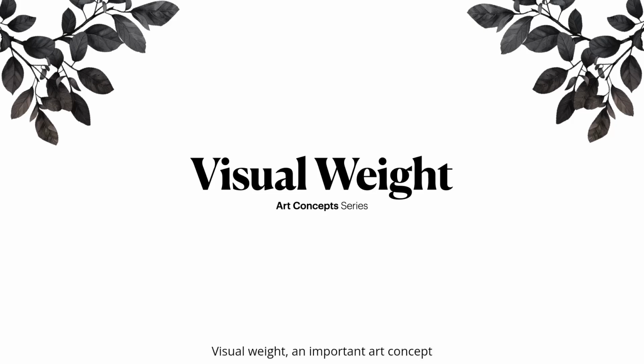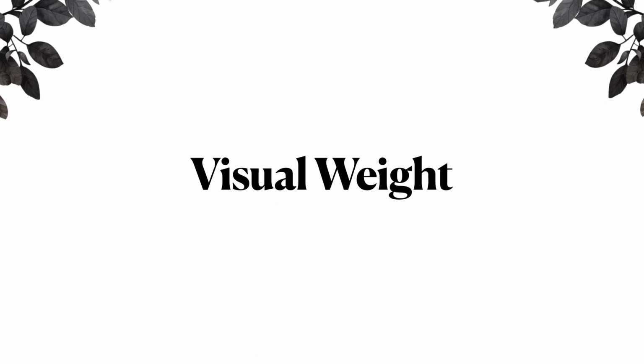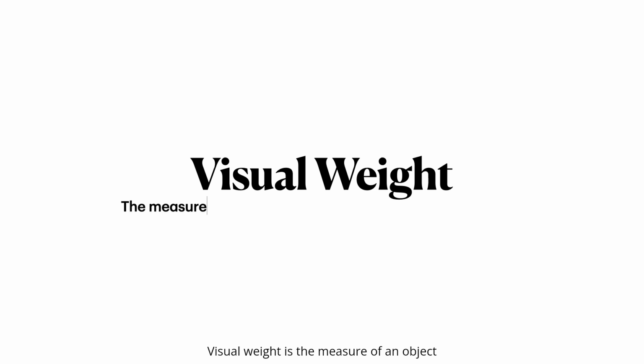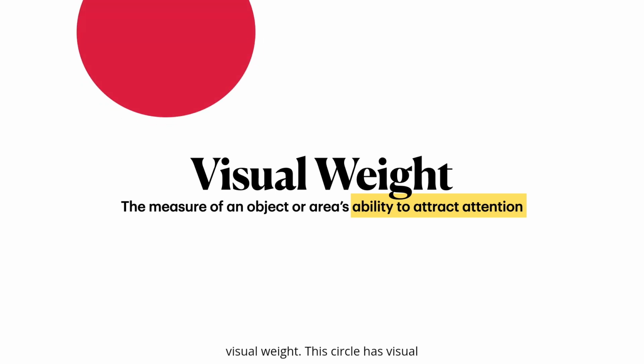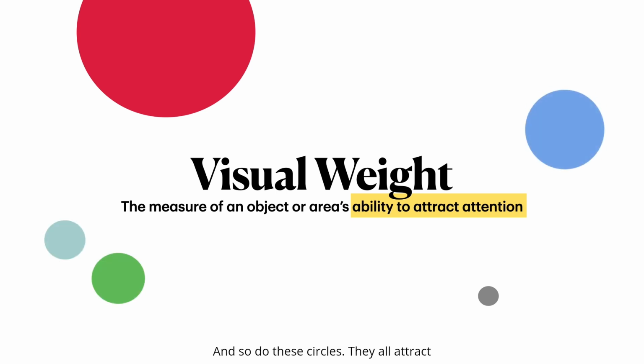Visual weight, an important art concept to make art. Visual weight is the measure of an object or area's ability to attract attention. Everything we add in an artwork has visual weight. This circle has visual weight. This one too has visual weight. And so do these circles. They all attract our attention.